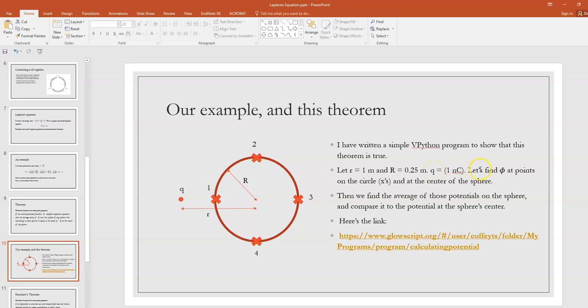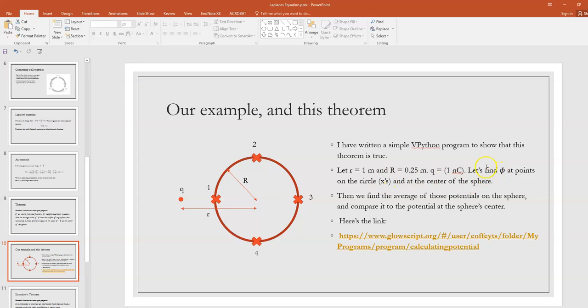And then what I'm going to do is, I'm not going to find it at all points over the entire sphere, just to make my program a little easier to code. I'm just going to look at a circle. But I think what this circle demonstration will show you is that this is a generally true thing.